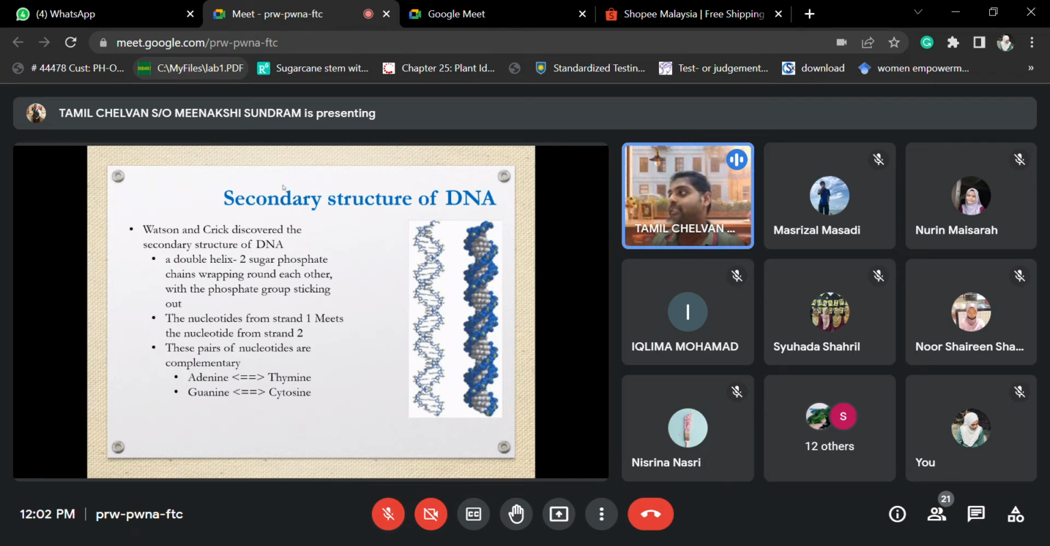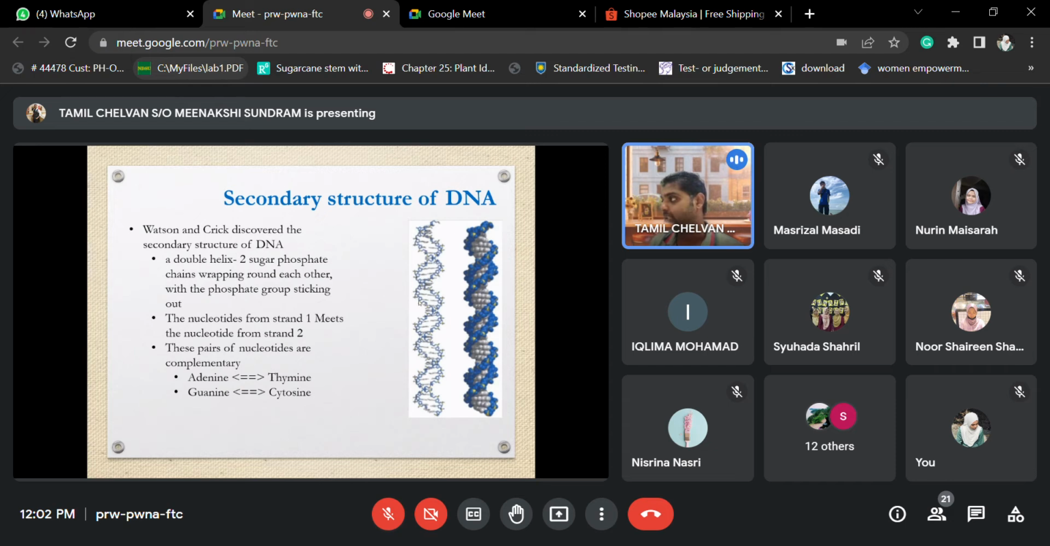So who discovered the secondary structure of DNA is Watson and Crick. Watson and Crick discovered the secondary structure of DNA: a double helix, 2 sugar phosphate chains wrapping around each other with the phosphate group sticking out. So this is how it is. This is one structure kan.